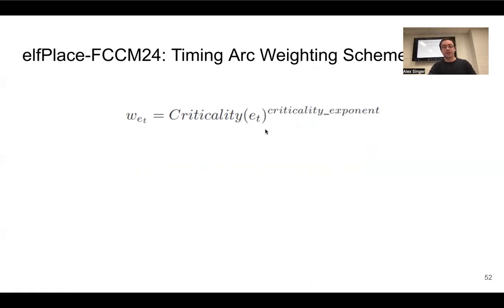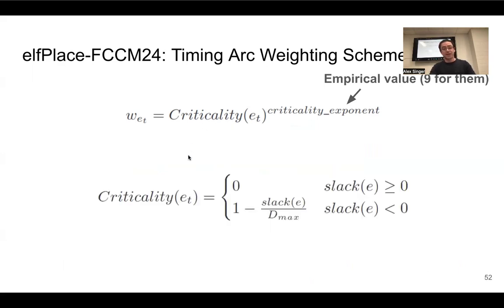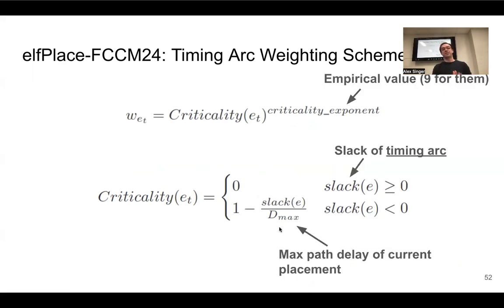They take the criticality of the timing arc and raise it to some criticality exponent, which is an empirical value they just set to 9. The criticality is 0 if the slack is positive, which means there is no timing closure issue, and 1 minus the slack divided by the max path delay of the current placement if the slack is negative. This is basically just a number from 0 to 1 saying 1, this is the most critical net, and 0, this is the least critical net.